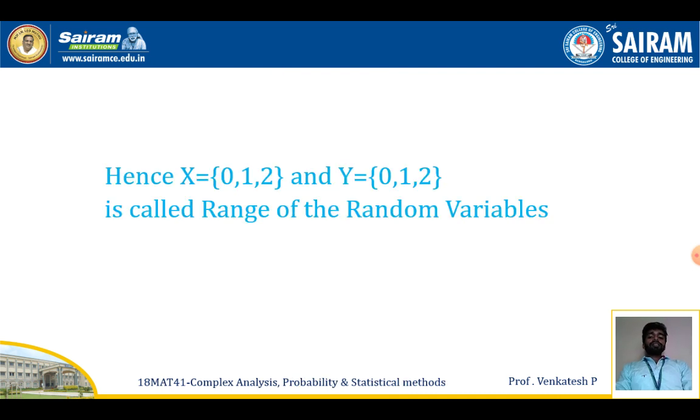Next is the range of a random variable. If we group all these real numbers together, for the previous example I can take the range of X as 0, 1, 2 because the value of X varies from 0 to 2, and similarly Y also varies from 0 to 2. So the range of X will be 0, 1, 2 and Y will be 0, 1, 2. Grouping all these real numbers is called the range of the random variable.